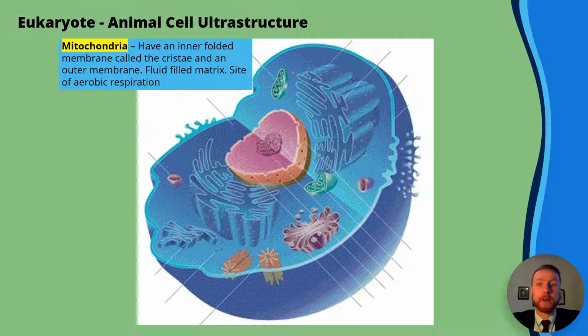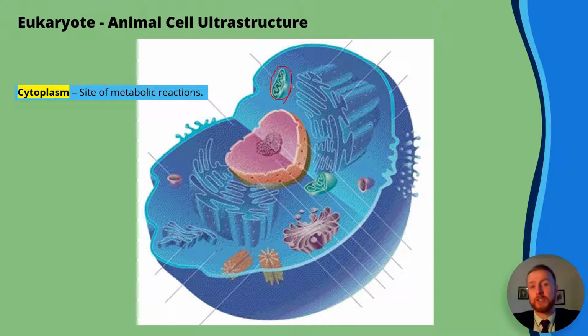First of all, we have the mitochondria. They have an inner folded membrane called the cristae and an outer membrane. They also have a fluid-filled matrix, and they're the site of aerobic respiration in cells, where ATP is generated. I'll just circle the mitochondria there. Next up, we have the cytoplasm. This is the fluid-like, gel-like substance throughout the cell, and it's where the metabolic reactions take place.